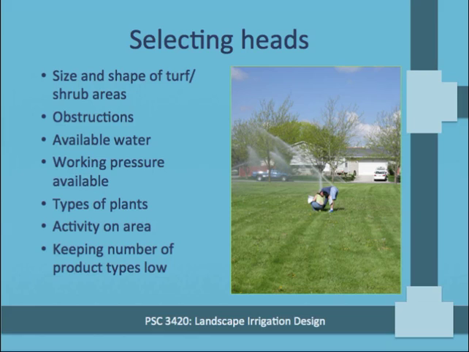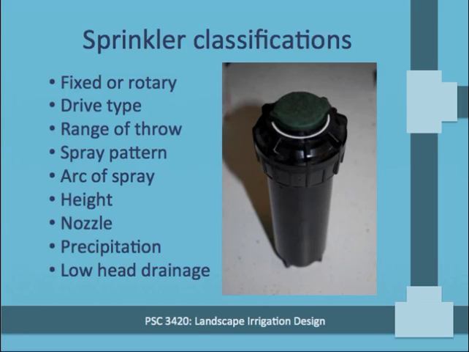And then in general, another thing to try to do is keep the number of product types low. That's just for ease of installation and repairs subsequently. If you can keep that number of product types low, then whoever is managing and maintaining the system won't have as many parts and things to keep track of.